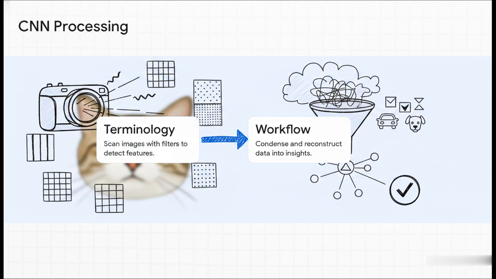Then we hit Step 2, Workflow Processing. This is where the data undergoes a massive transformation. The network takes all those detected edges and lines and condenses the information. It pulls the most important features together to reduce the computational heavy lifting, and then passes it deeper into the network. It's honestly a beautiful mini-narrative of transformation. Raw pixels come in, they get filtered for basic patterns, condensed down into essential data, and then reconstructed into a high-level understanding that lets the AI make its final classification.